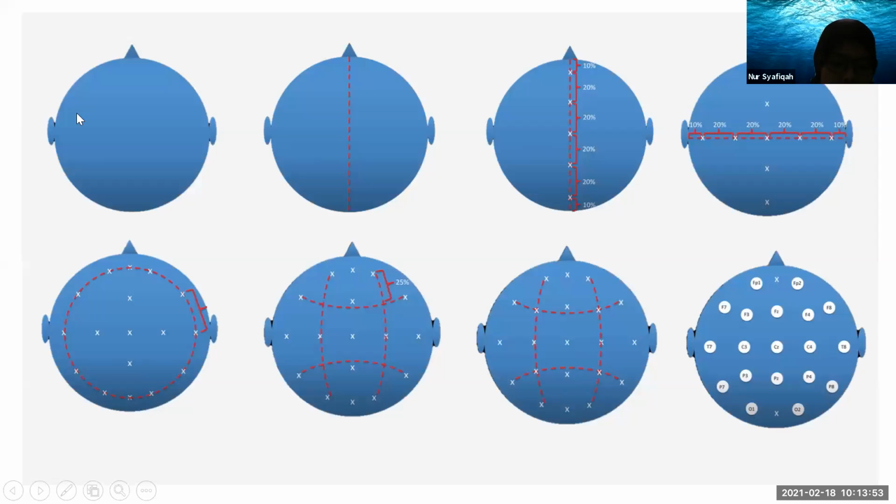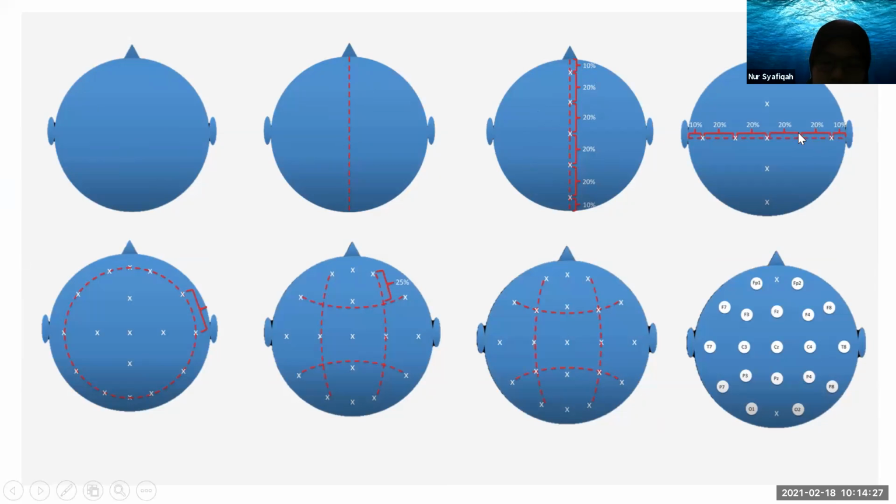So first, the first diagram, considering this diagram is looking from the top of the head, and the second diagram is where we make a midline measurement, which is from the Nasion to the Inion. Then on the third diagram, we divide the midline into 10 and 20 percent increments. This gives the name to the system, which is the 10-20 system. So then we mark where the measurement is made.